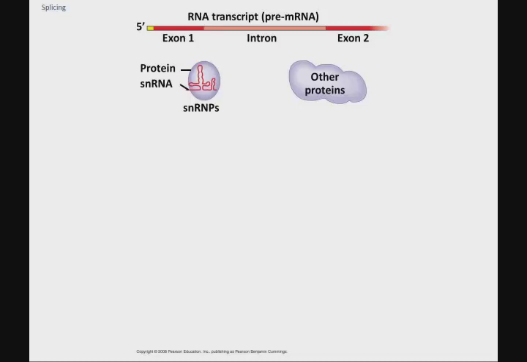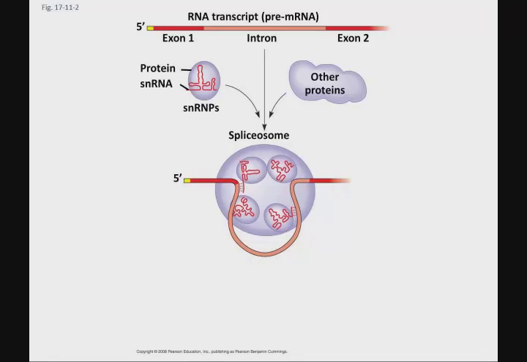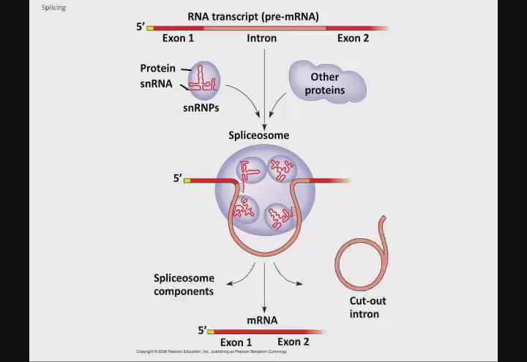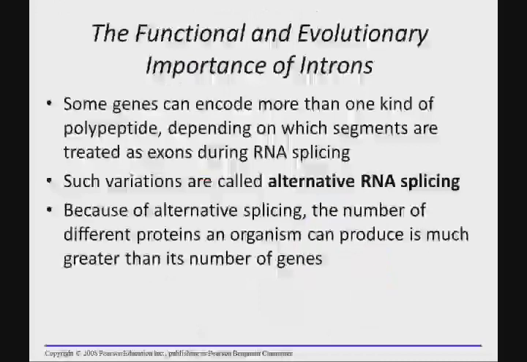So we have exon 1 separated from exon 2 by an intron. And so this complex, the spliceosome, is going to assemble. It recognizes the borders of the intron and then literally snips them out and then splices together exon 1 with exon 2. Again, compared to a prokaryotic system, this seems like a whole lot of extra work.